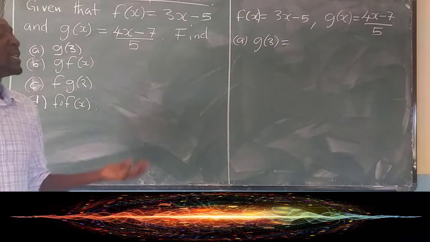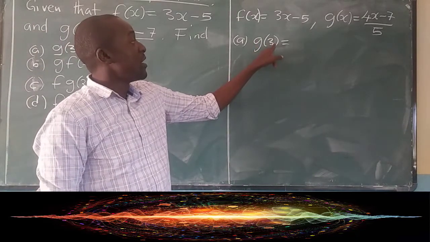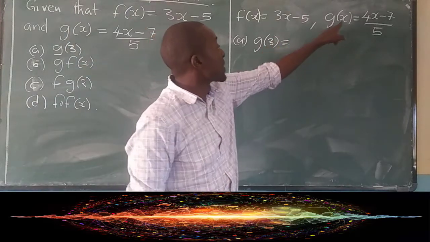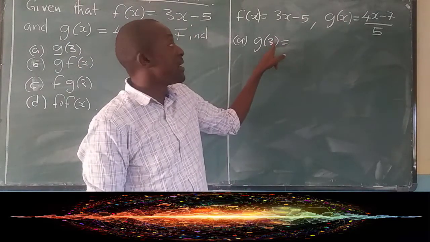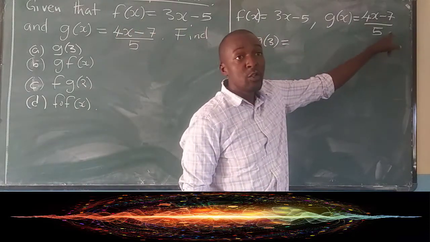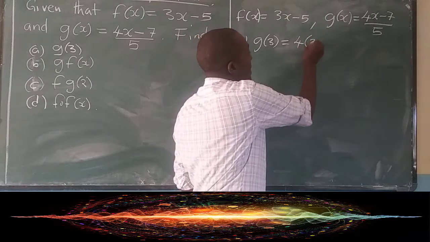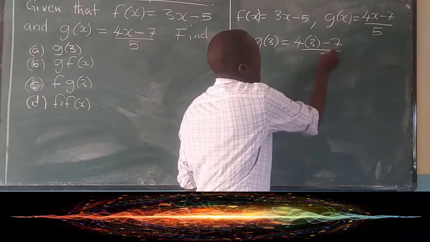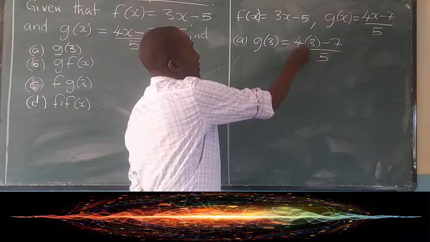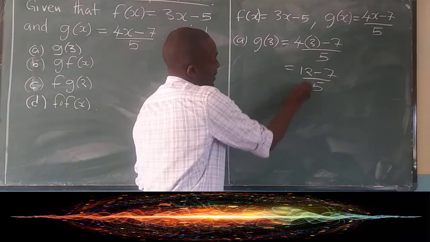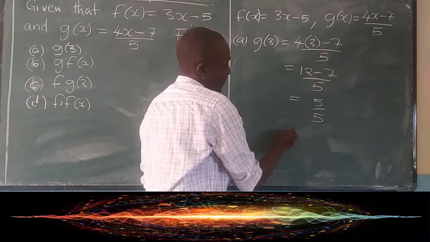From grade 9, we were taught that when you have g of 3, you just replace x with 3. We are supposed to have x here, but you've replaced it with 3, so even in the function you should replace it with 3. So you are going to have 4 times 3, minus 7, over 5. Then 12 minus 7 over 5, then 5 over 5, which will give you 1.